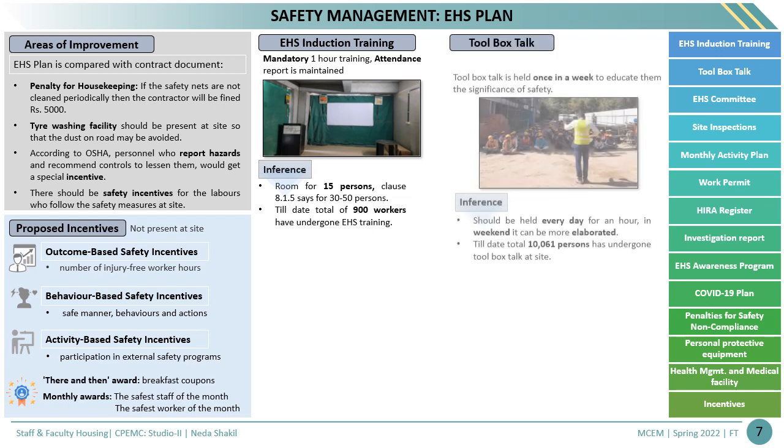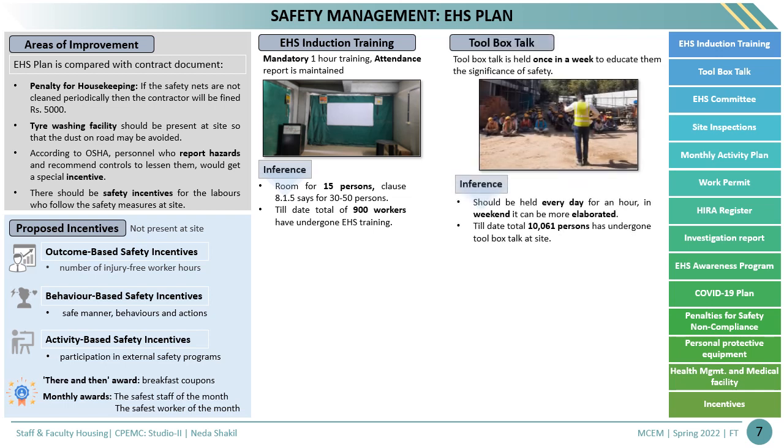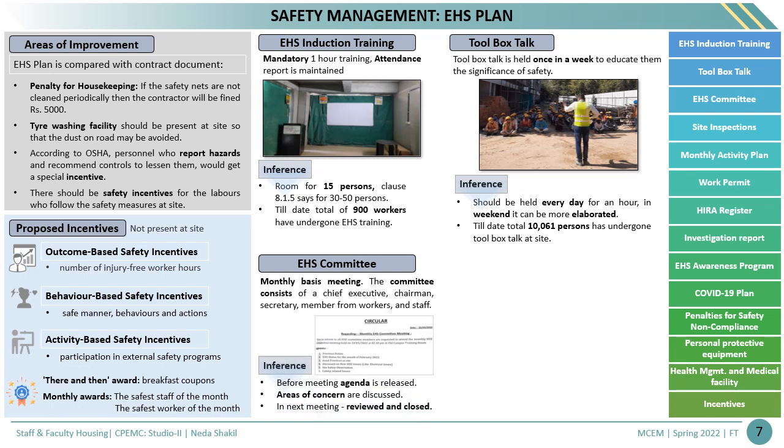Next is the toolbox talk. It is held once a week, but we suggest that it should be held every day for an hour, and during the weekend it can be a more elaborated version. Till date, 10,061 persons have undergone this. Next is the EHS committee. It is a monthly meeting, and the committee consists of a chief executive, chairman, secretary, and members from the workers and staff.